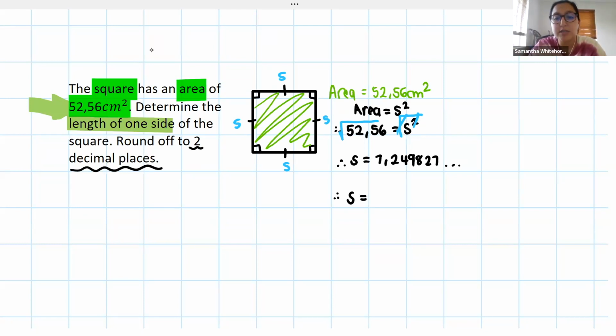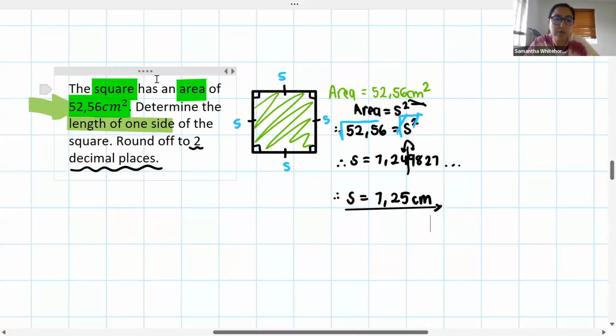So to 2 decimal places, I want to stop 2 numbers after my decimal. This 9 rounds the 4 up to a 5, so 7,25. I know it's in centimeters because that's what my area was in, and because it's just a length, it's just centimeters. It's not centimeters squared, anything like that, just centimeters. Right, so again, we need to be able to work backwards from a given area.